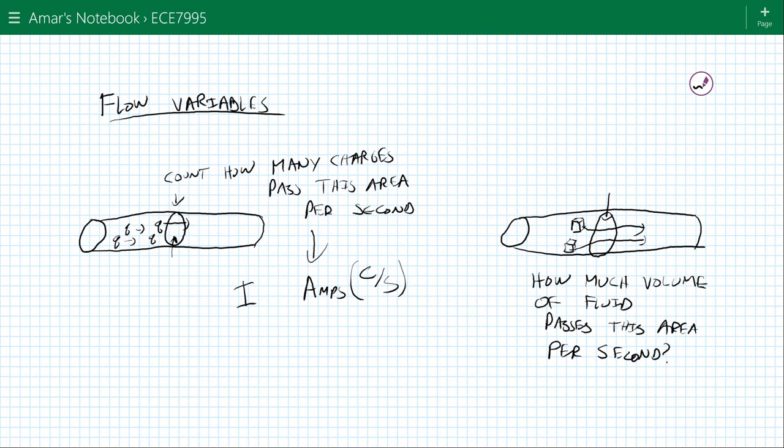So the units for this would be, we call this Q, the volumetric flow rate, and it's given in terms of meters cubed per second. It's a volume of fluid per second. This is charges per second, this is volume of fluid per second. So this is the electrical domain. And then this is the fluid domain. So you're starting to see these analogies, right?